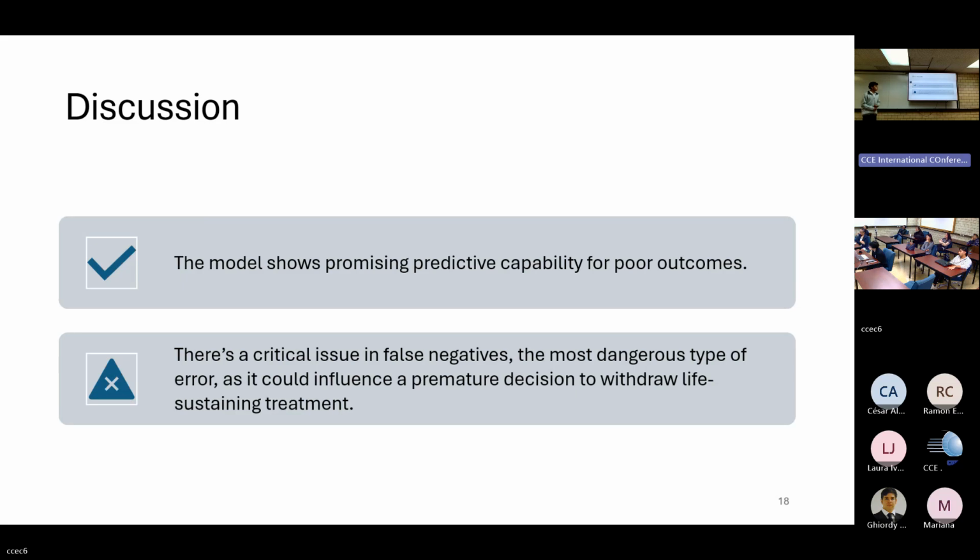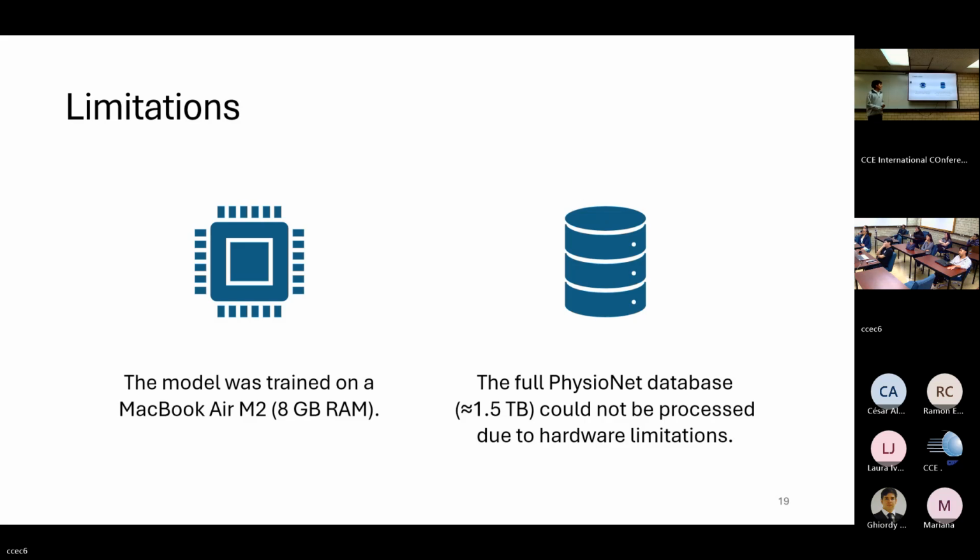So the model shows promising predictive capability for poor outcomes. However, we still have a critical issue in reducing the false negatives, which is the most dangerous type of error, because this means that the patient gets a poor prognosis when they are actually going to have a good prognosis. So we disconnect the patient and it could lead to his or her death.